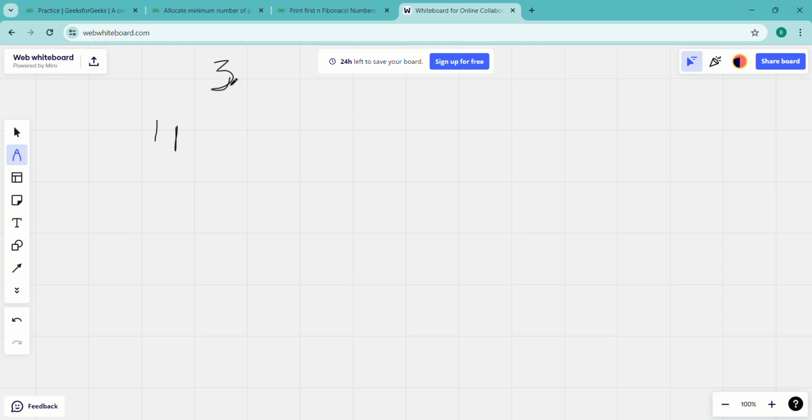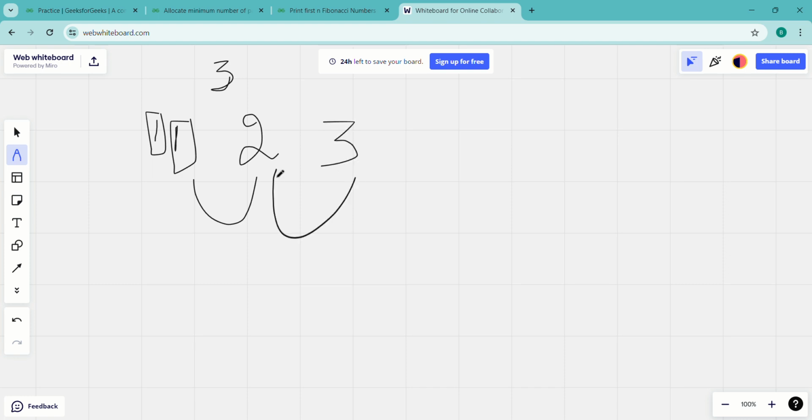the third number in this series, that is the sum of its previous two numbers. So the third number is 2. Fourth number similarly will be the sum of its previous two numbers, that is 3. Then it will be 5, then 8, and similarly to n infinity numbers, right?